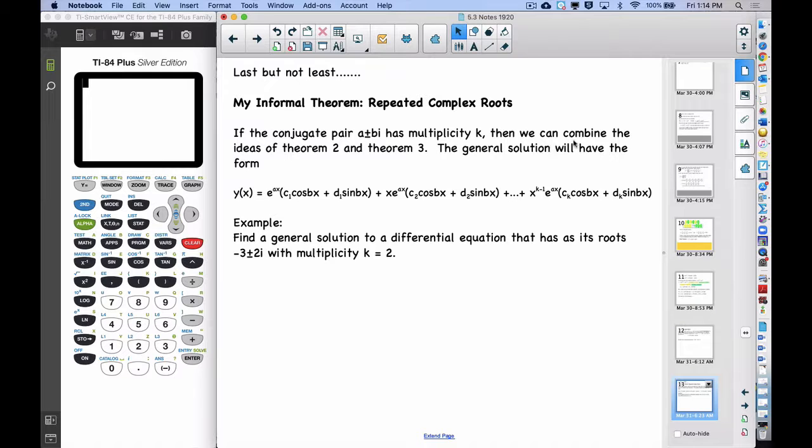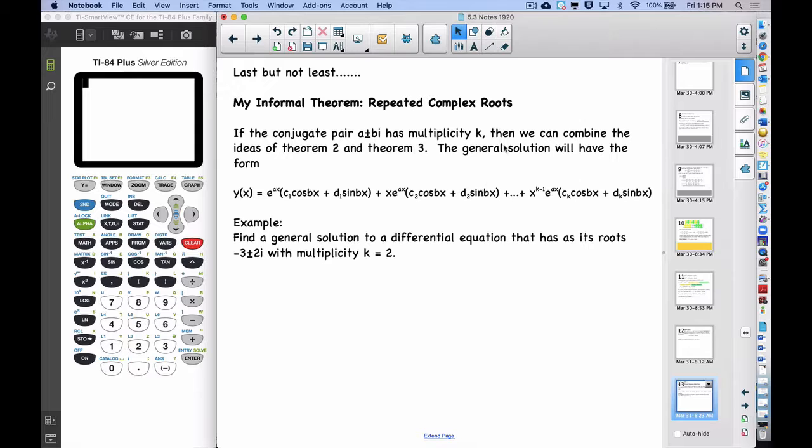Our general solution, if you have a conjugate pair of multiplicity k, is the first time through, for the first occurrence of that root, you just do it the same. Just use theorem 2, e to the ax times c1 cosine bx plus d1 sine bx. Then when we go to the second occurrence for that multiplicity, you just multiply by an x, but leave everything else the same. Now these pieces of the solution are independent because we have that extra x, and you would keep going.